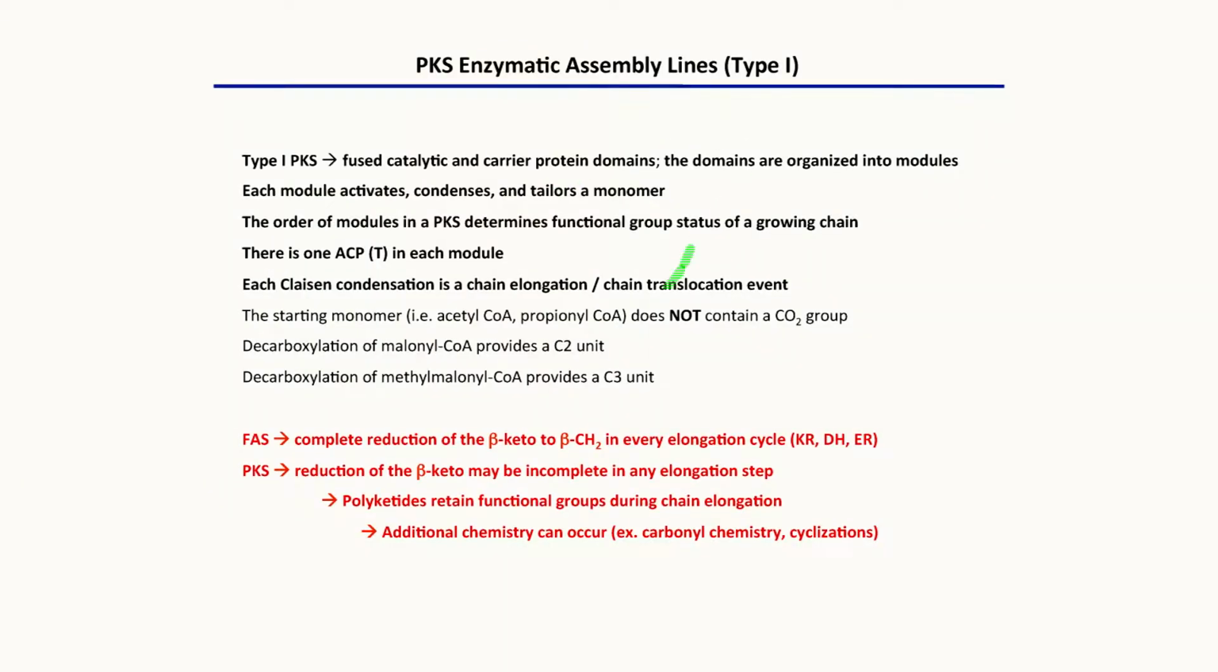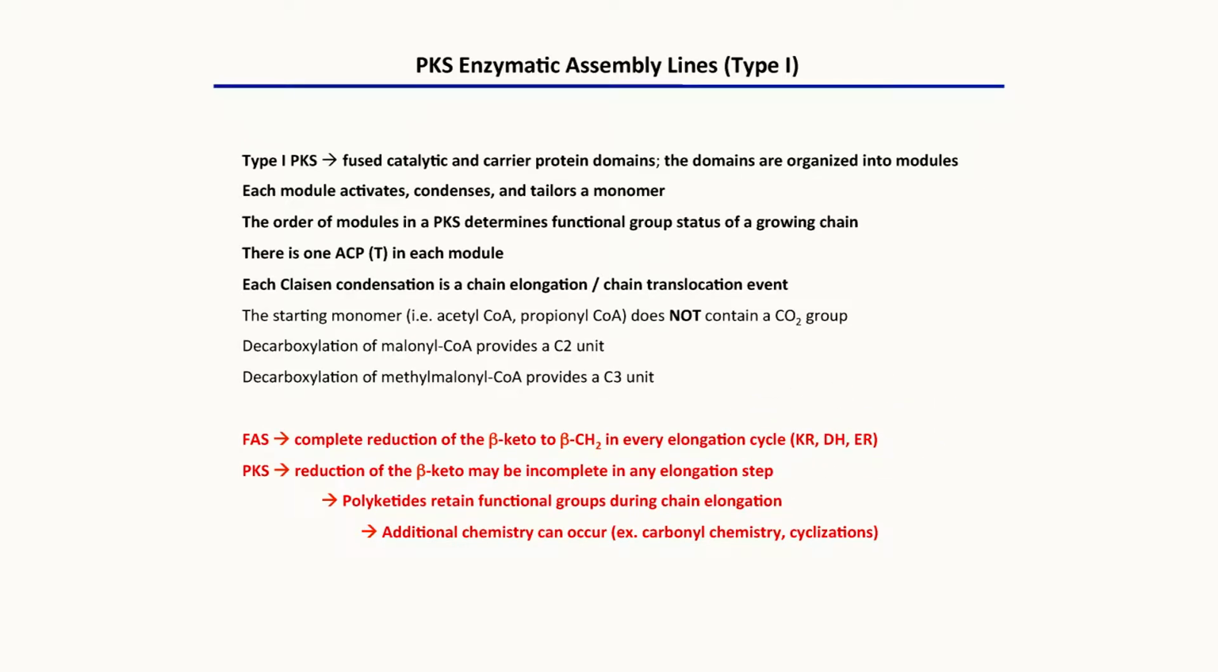So each Claisen condensation is a chain elongation and chain translocation event. Keep in mind the starting monomer, so whether that's acetyl-CoA or propionyl-CoA, does not contain a CO2 group, so there's no decarboxylation of the starting monomer. But decarboxylation of malonyl-CoA occurs like in fatty acid synthase, and if that's the case, it provides a C2 unit. And if methylmalonyl-CoA is the extender, this decarboxylation provides a C3 unit because of that methyl group. So key difference, as we just saw, in fatty acid biosynthesis, we have complete reduction of that beta-keto group in every elongation cycle because of these 3 tailoring domains, the KR, DH, and ER.